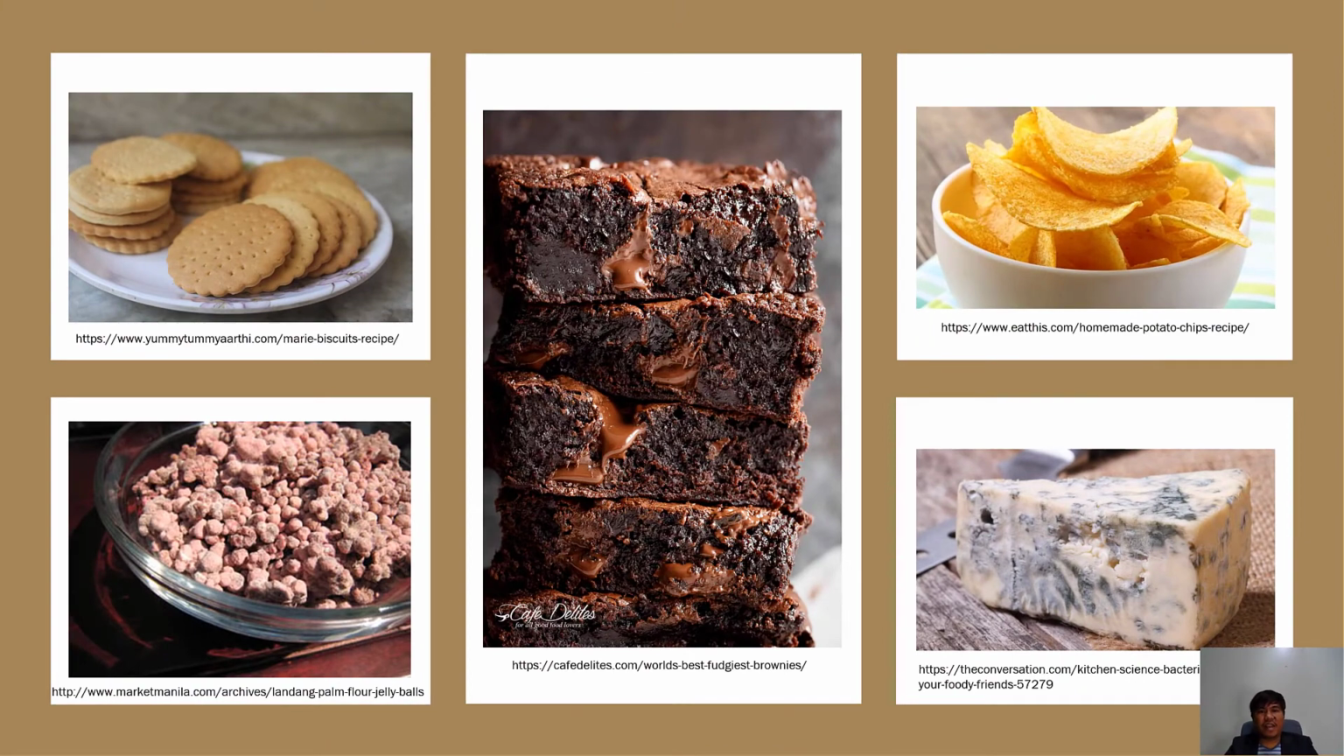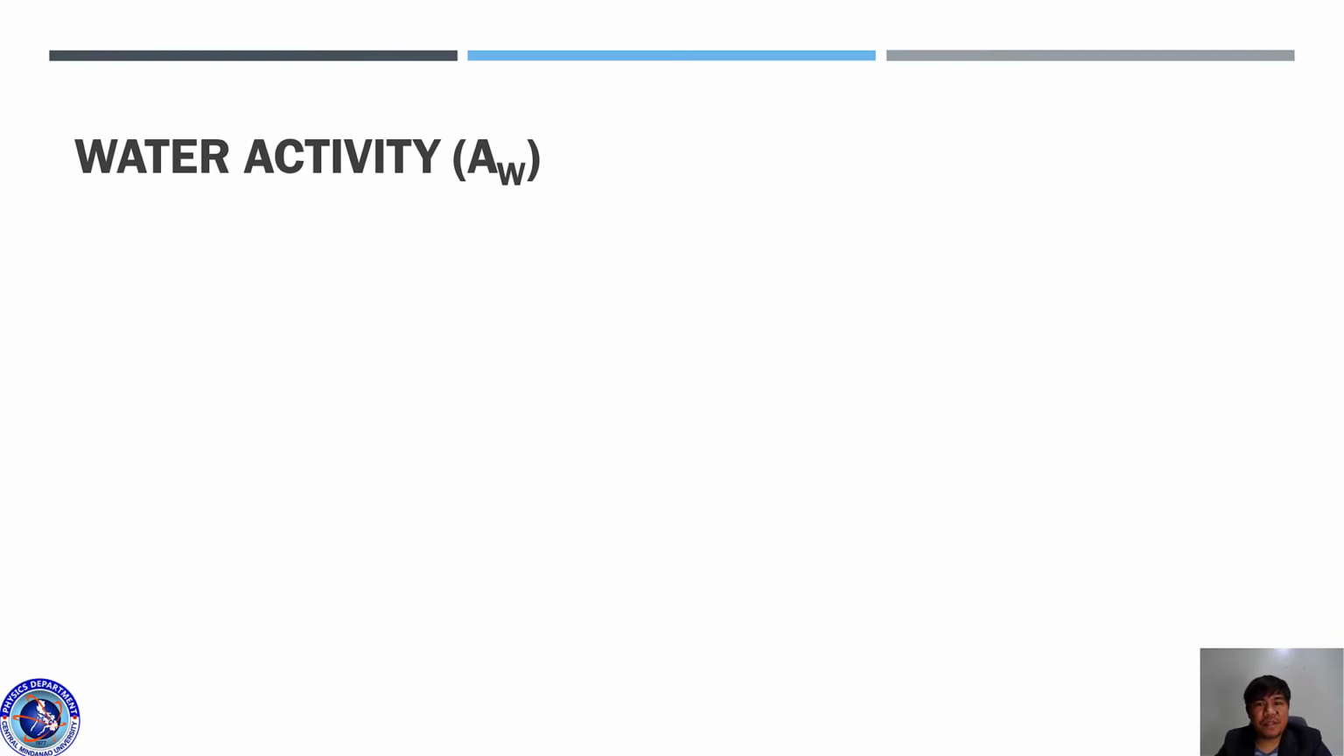Have you ever wondered how you can have crispy chips and biscuits, or nice tender brownies and landang that can maintain the texture of all its components? How can you avoid caking and clumping issues with ingredients, or determine if your product will be susceptible to spoilage? All these examples are controlled by water activity. Here, we denote water activity with AW. A stands for activity and W stands for water.